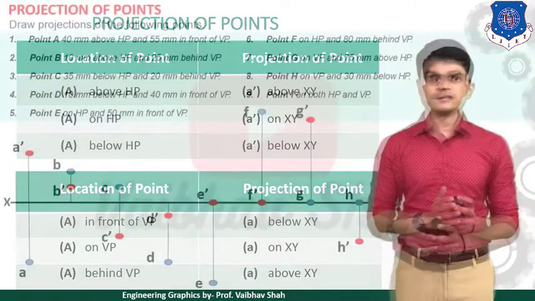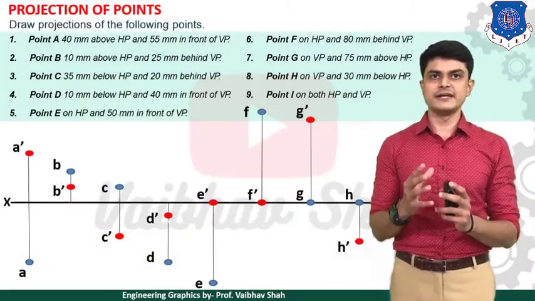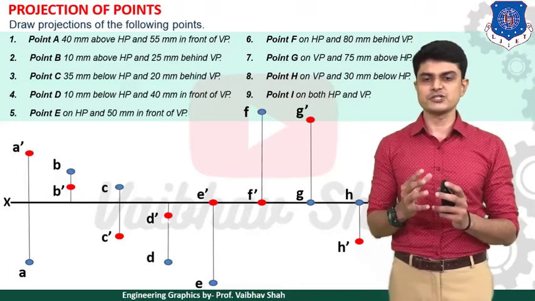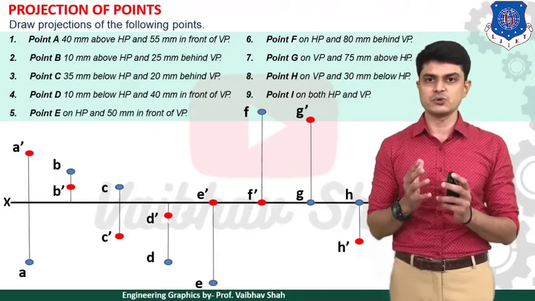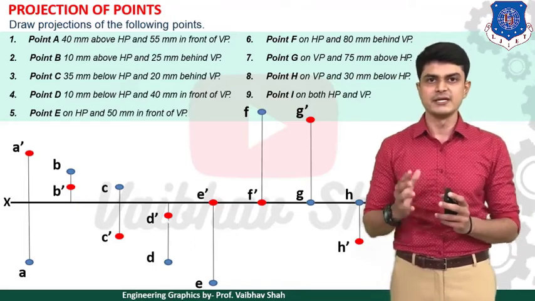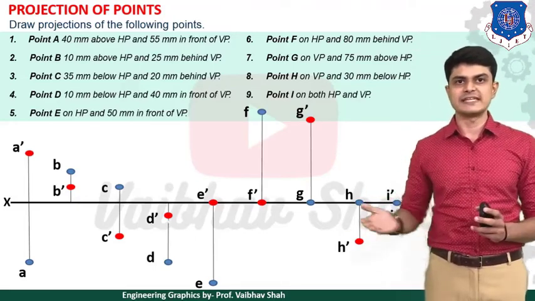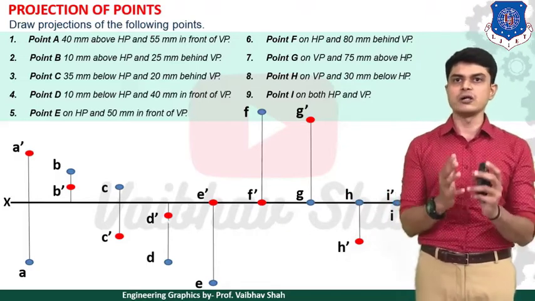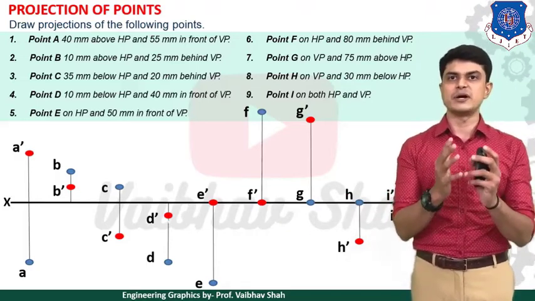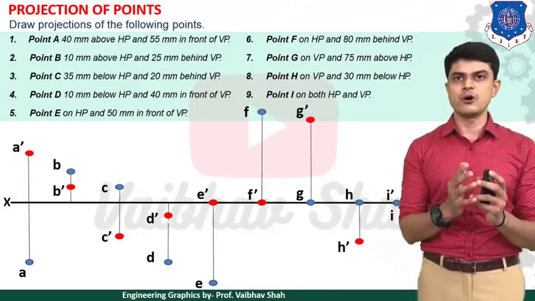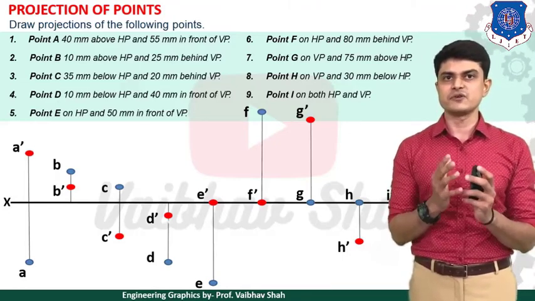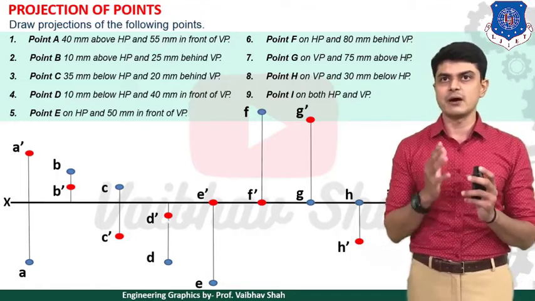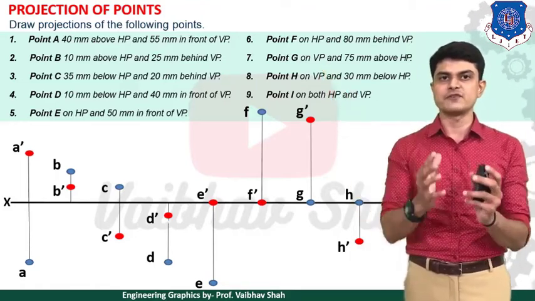So let us start. Let us first read the question. Projection of points: draw the projection of points for the following. We have a total of 9 examples, and we will be drawing all 9 examples on the same XY line. So we will be plotting all the 9 points on the same XY line. Now let us see how to start. First, let us read the first question. The first question says that point A is 40 mm above HP and 55 mm in front of VP.